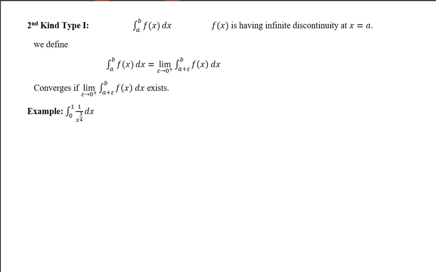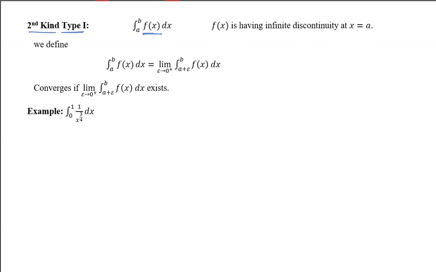Okay, come down to second type. So second kind, in the second kind we will always have that this f of x has some finite number of infinite discontinuities in the interval a to b.